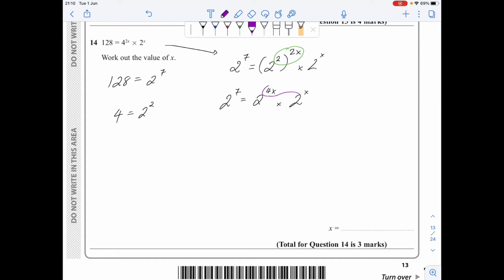And now these two powers will be added together. 2 to the 7 is equal to 2 to the 5x. So if I equate the powers, I've got 7 equals 5x. So x is 7 over 5.